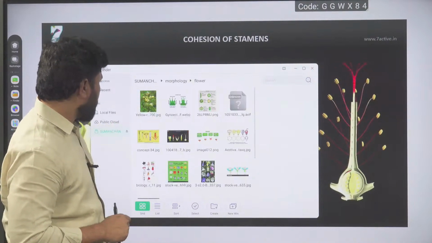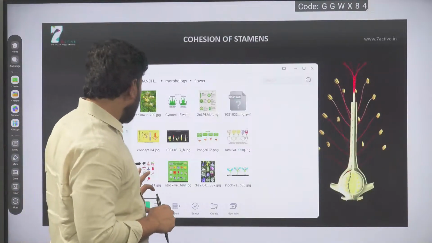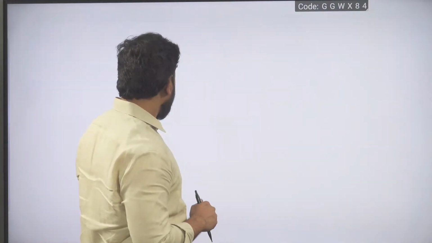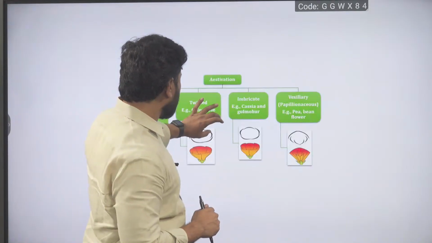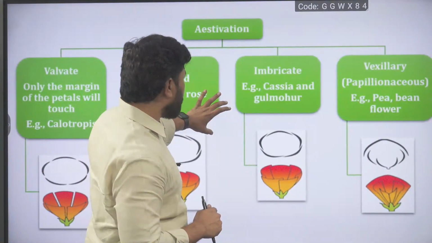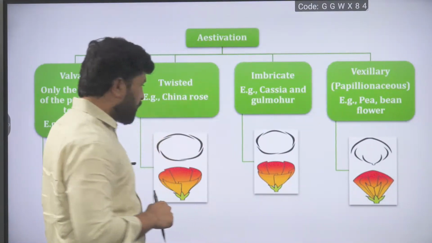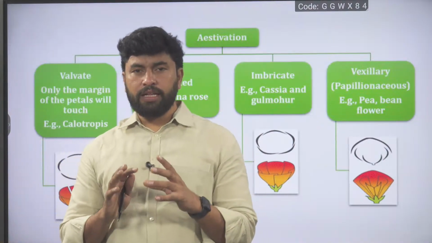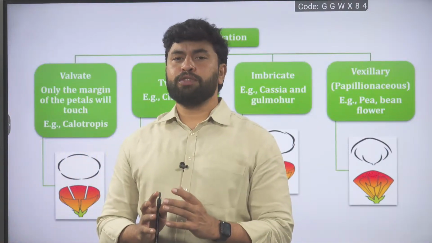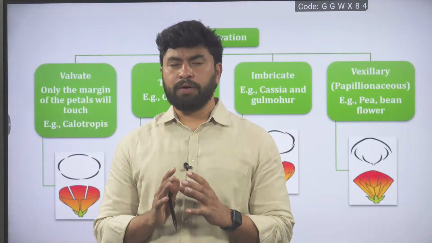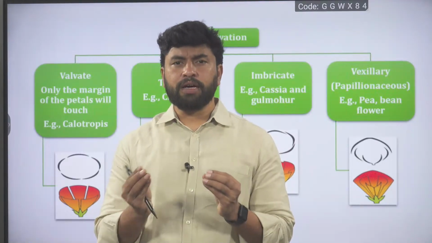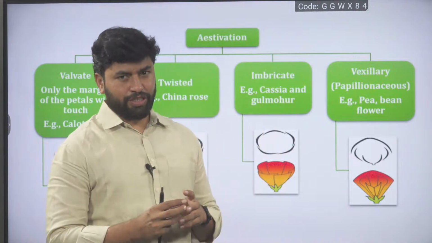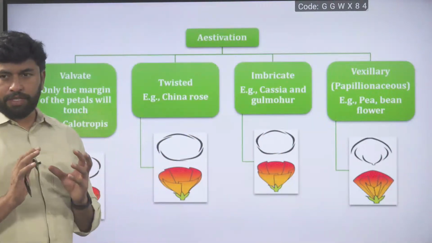Now, I'm going to discuss cohesion and adhesion property of sepals and petals. Now, this is another area where we observe the most common type of problems, some kind of match the following in our morphology. That is aestivation. What is aestivation?